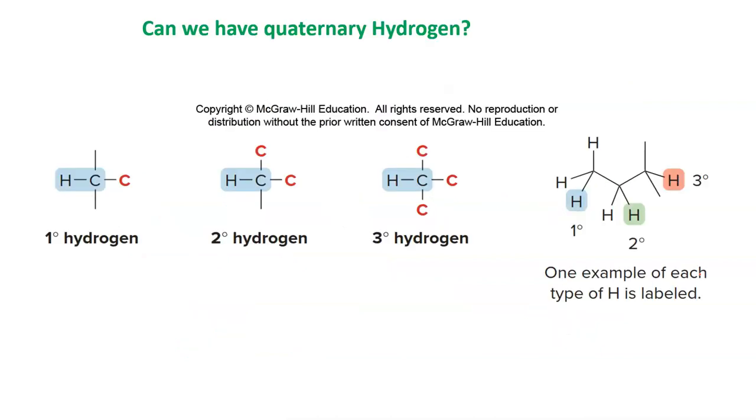The question is now, can we have quaternary hydrogens? What do you think about this? If we have a carbon attached to four different carbons, there's no room for hydrogens to bond, so we wouldn't have a quaternary hydrogen.